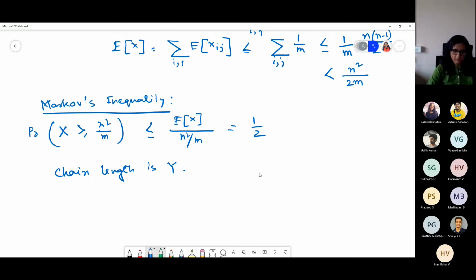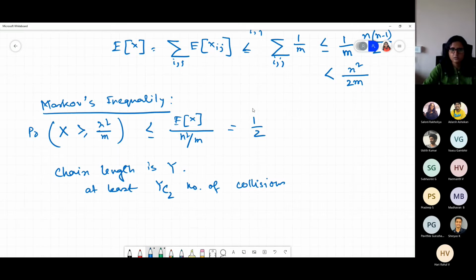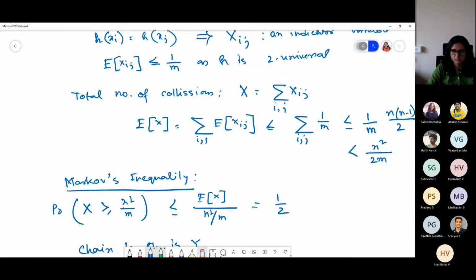So chain length is y means inside y at least yC2 number of collisions has happened. So at least yC2 number of collisions. I made a mistake here.